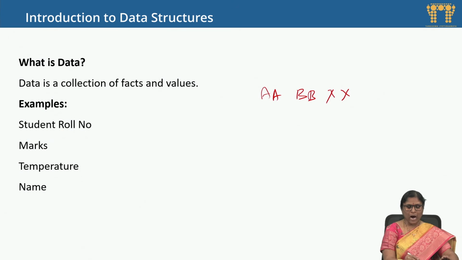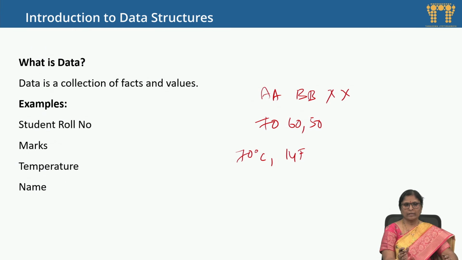And suppose you take the marks of a student, say 70, 60, 50. We say this is data, but it will not create any meaningful data. Temperature, say 70 degrees centigrade or 14 Fahrenheit, is also a collection of temperature data. So data on the whole is the collection of items, things, values, facts and figures, which does not give any meaning.